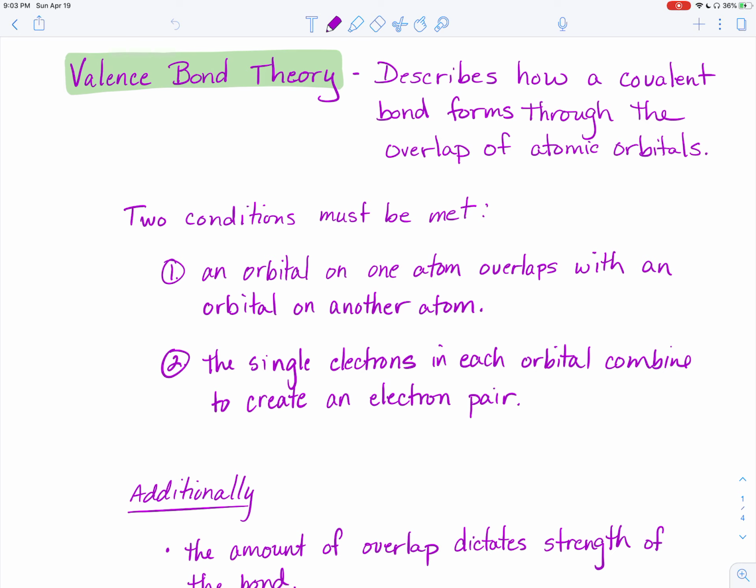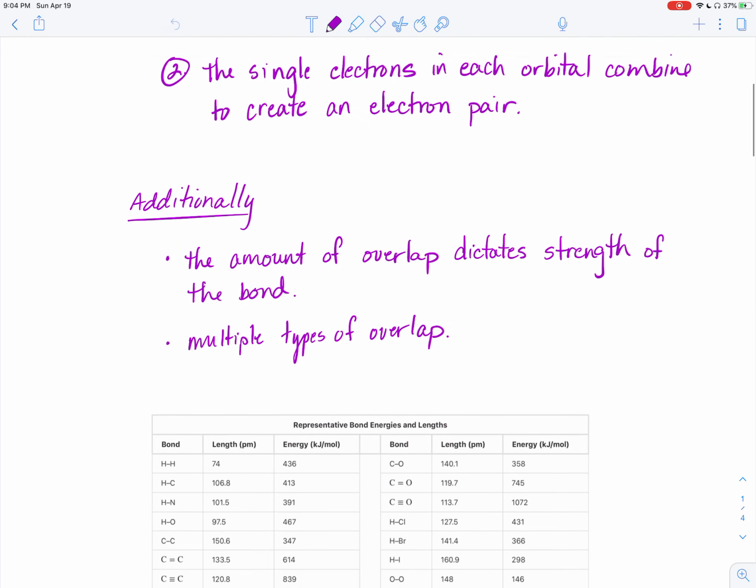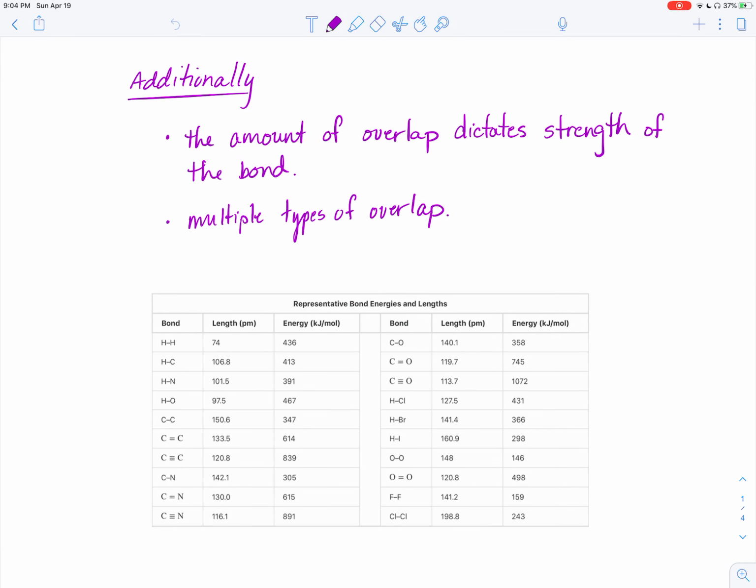And it turns out that the single electrons in each of these respective orbitals combine to create an electron pair. A couple of additional pieces of information are that the amount of overlap does dictate the strength of the bond in question, and there are multiple types of overlap that we'll discuss here in just a few minutes. Depending on the atoms that are involved in this overlap, you can have relative strengths, which are measured in values of energy or kilojoules per mole, and you can have respective lengths also to the bond.